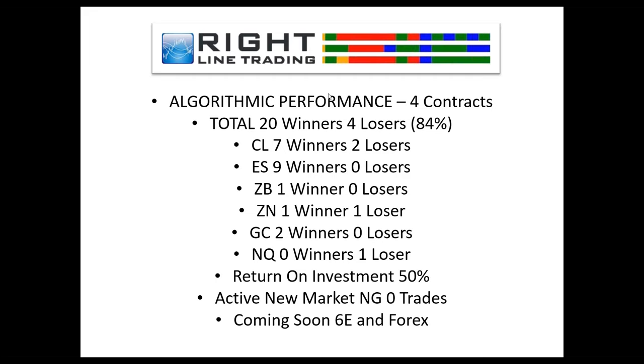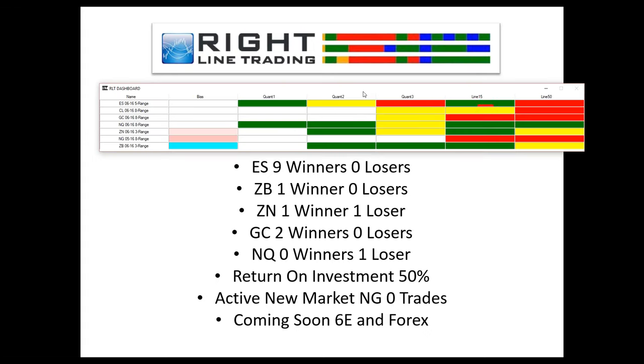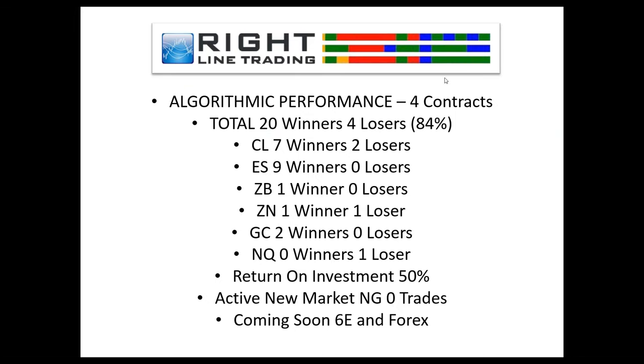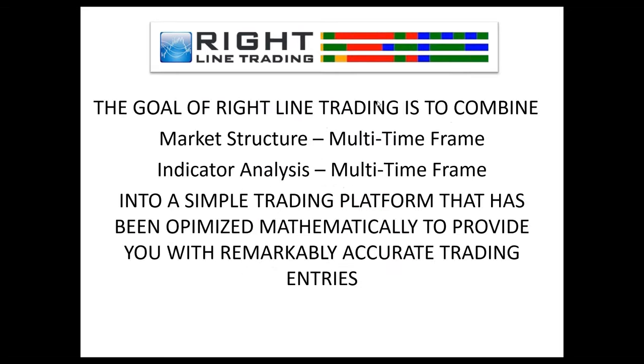On the algorithmic, it's totally automatic. This is irrelevant because the system's on auto, and you can also trade both because both will give you a positive money flow, and they're both independent sources of revenue. You trade the discretionary system with or without the dashboard or the algorithmic system.